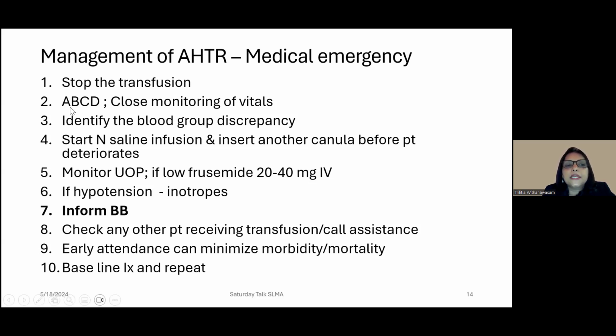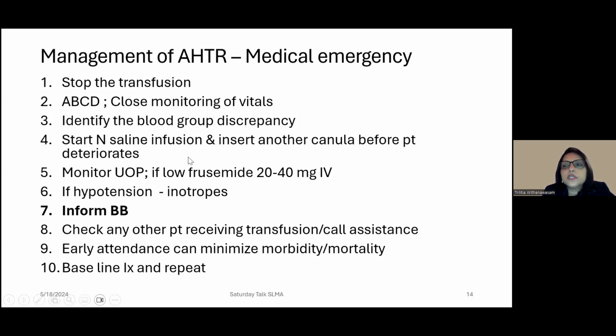And you have to manage the patient's airway, breathing, circulation, and monitor closely, because at the first moment you may not detect any abnormality, but if it is an obvious acute incompatible transfusion, the patient will definitely present. So you have to identify the blood group discrepancy after stopping, while managing and monitoring. You can check whether the patient's blood group matches the pack group. And you have to start normal saline infusion, as the patient may collapse the next moment, going into hypotension. So you have to insert another cannula, which may not be possible if the patient deteriorates.